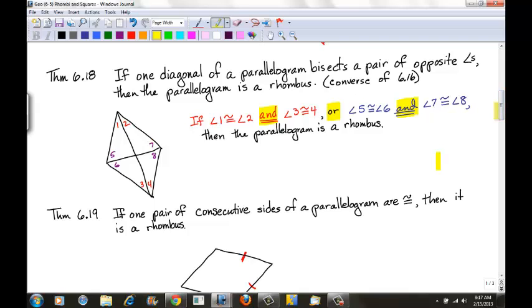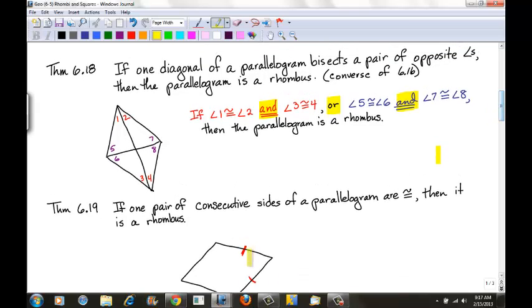Okay, then Theorem 6.19. If one pair of consecutive sides of a parallelogram are congruent, then it's a rhombus. So if you look at this picture, it only has to be one pair. It has to be consecutive, not opposite. It has to be consecutive, so touching each other.